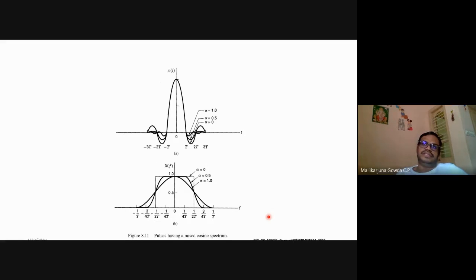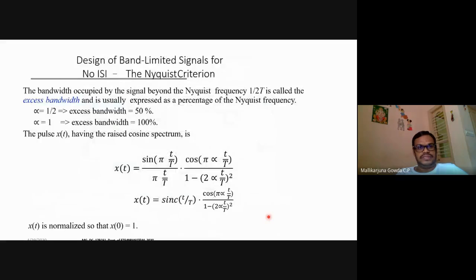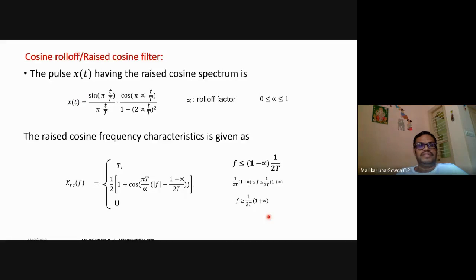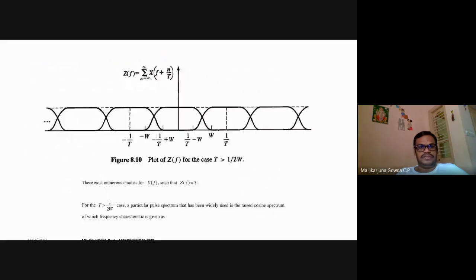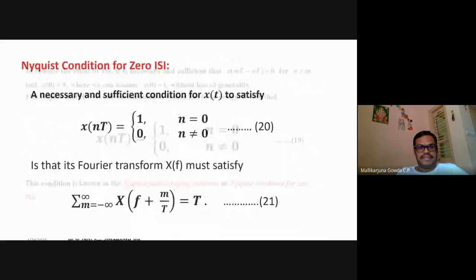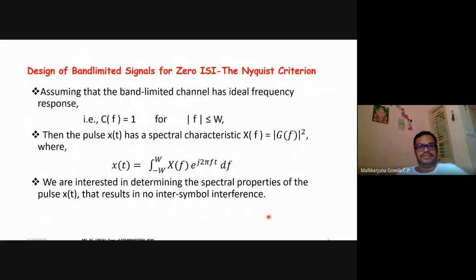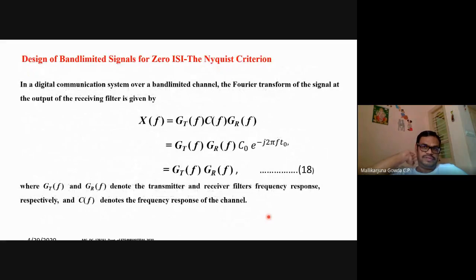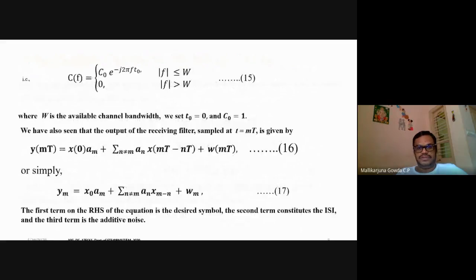To have that, I took three cases. When T is less than 1 by 2W, what happens? When T is greater than 1 by 2W, what happens? And when T is equal to 1 by 2W, what happens? After considering those three cases, I came to this raised cosine roll-off filter. If you have any questions, you can ask. This is what I discussed today. The X of f is the output of the receiving filter. Anything to ask, you can ask.